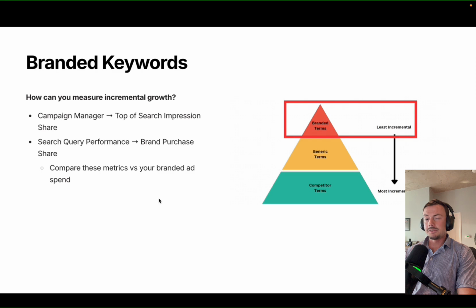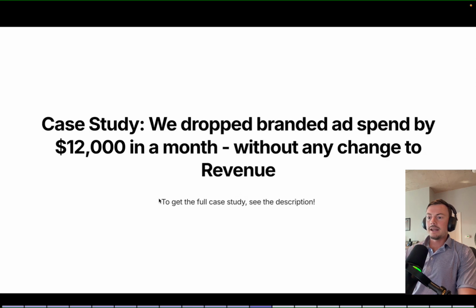Brand purchase share in particular is probably the core KPI here. If you're already capturing 80% of branded purchases, you're probably dominating. And then you can test and pull back branded ad spend and then see how it affects your brand purchase share. Now, for one client, we did this test and we were able to drop branded ad spend by $12,000 in a single month without any change to overall revenue. And if you want to see the full case study of what we did for them, then you can read the description and grab it there.